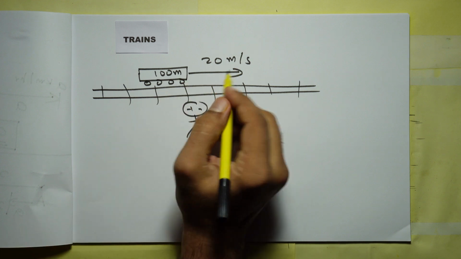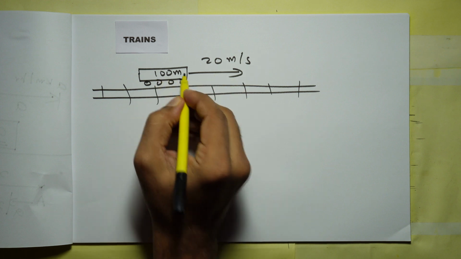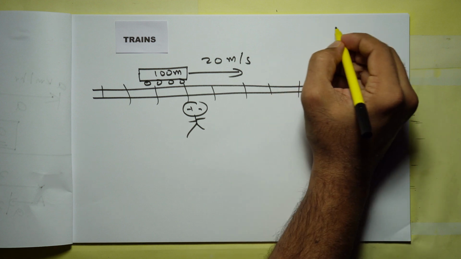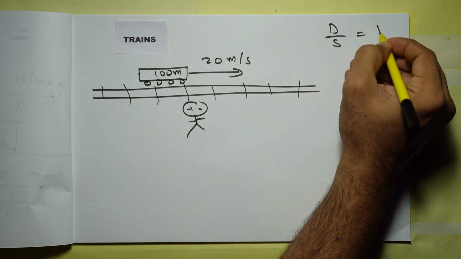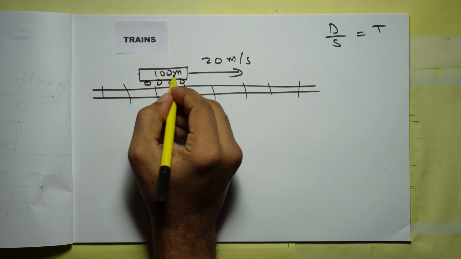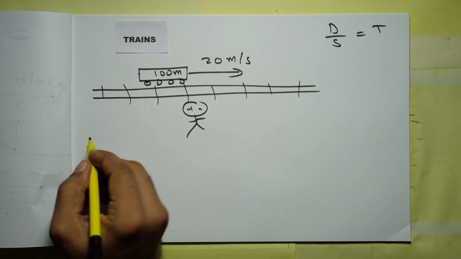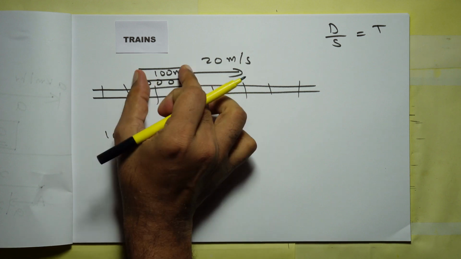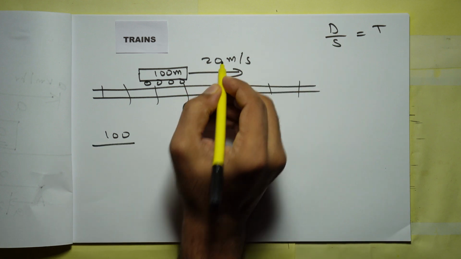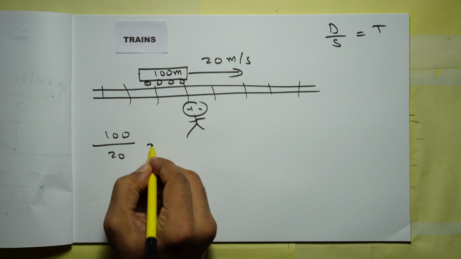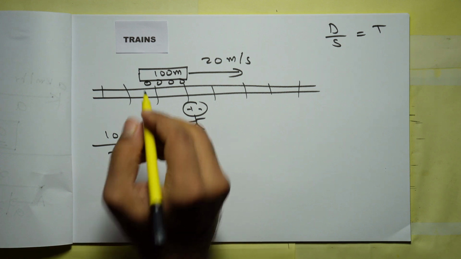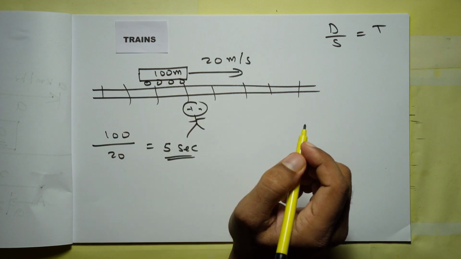Now the question is, what is the time required for the train to overtake this person or to pass this person? So you have the basic formula, distance by speed gives you time. Now to pass this person, the train has to move its own body length. Its body length is 100 meters. So its own body length has to be moved. That is, distance is its own body length 100 divided by its speed is 20. So 100 by 20, time required is 5 seconds. In 5 seconds, this train will pass this person.